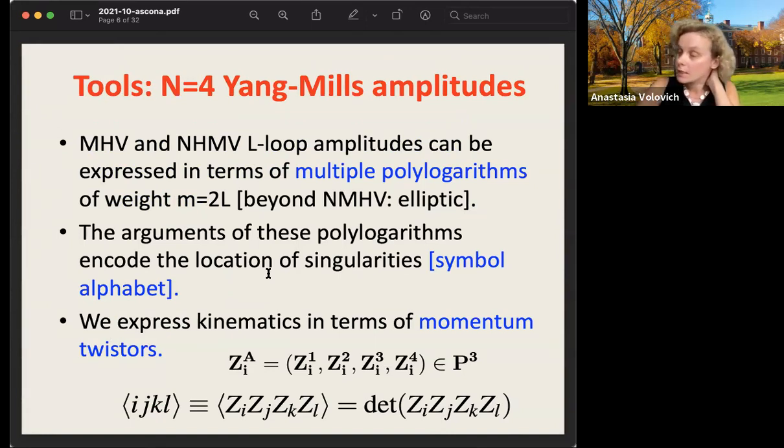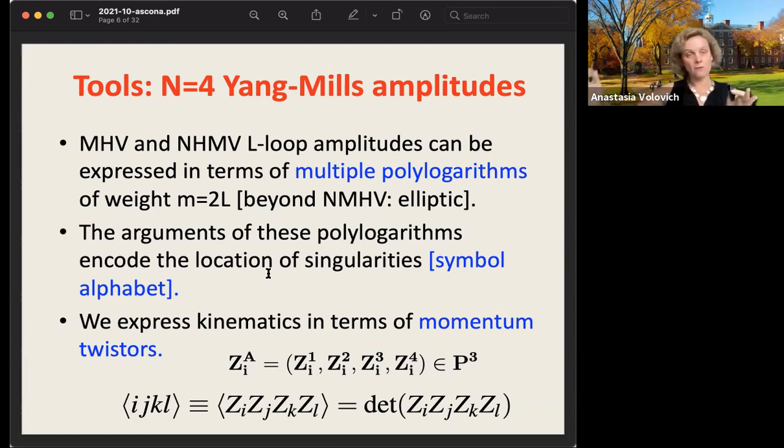So first of all, let's think of these amplitudes as functions of some variables. We can ask the question: what kind of functions would appear? Because we're talking about n equals 4, it is known that MHV and NMHV loop amplitudes can be expressed in terms of just multiple polylogarithm functions, and the weight of that polylog is equal to twice the number of loops. So for example, if you're interested in a 2 loop amplitude, these are weight 4 polylogs, like log to the 4th or Li4 would be examples of weight 4 functions.